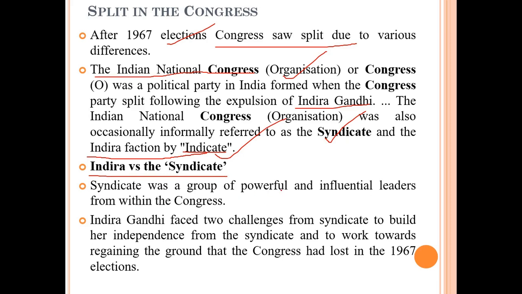And the syndicate was the group of powerful and influential leaders. I already told you that Morarji Desai was the most powerful at that time. Indira Gandhi faced two challenges from the syndicate: to build her independence from the syndicate, and to work towards regaining the ground Congress had lost in the 1967 elections. So she planned for it.